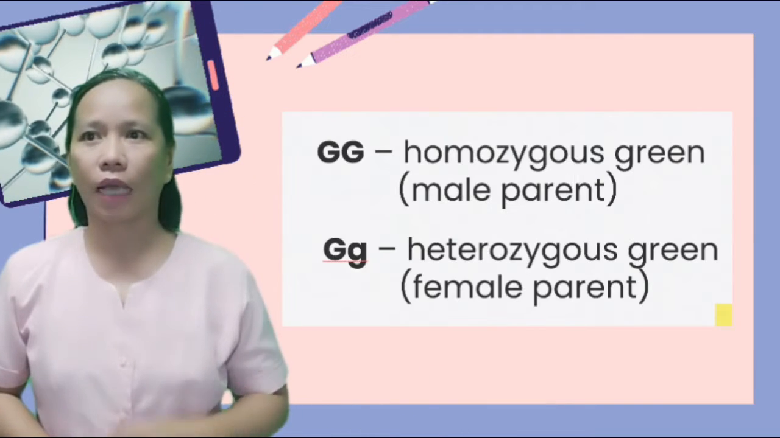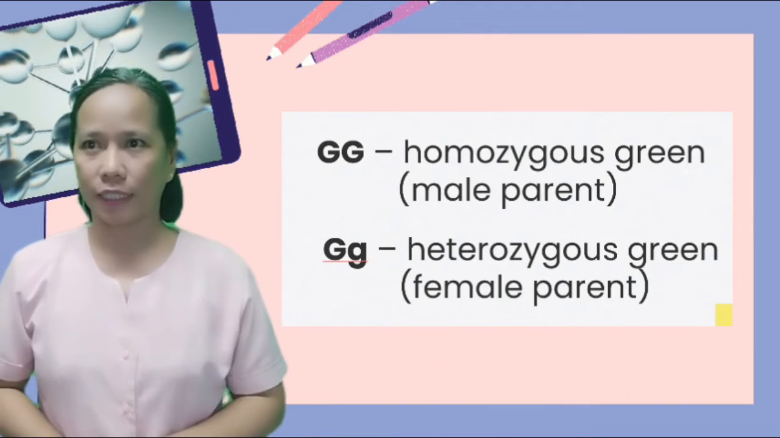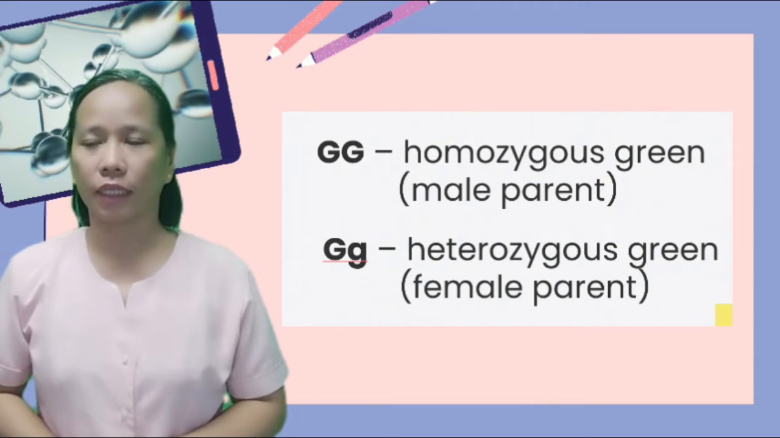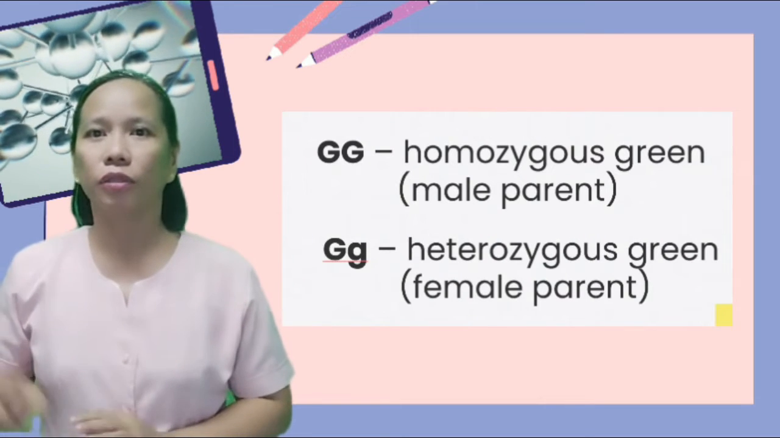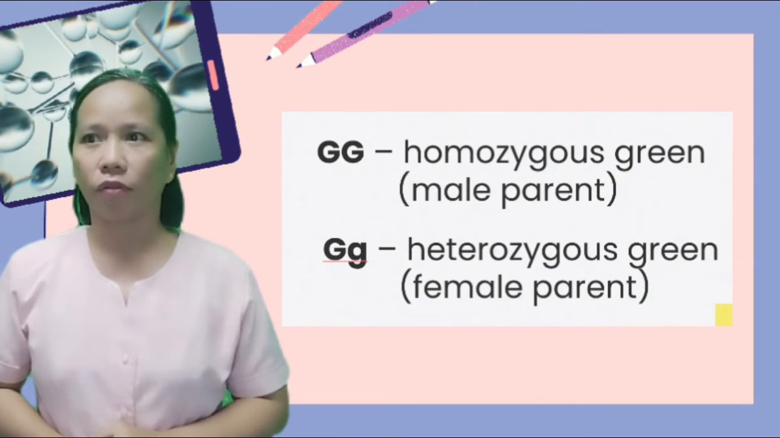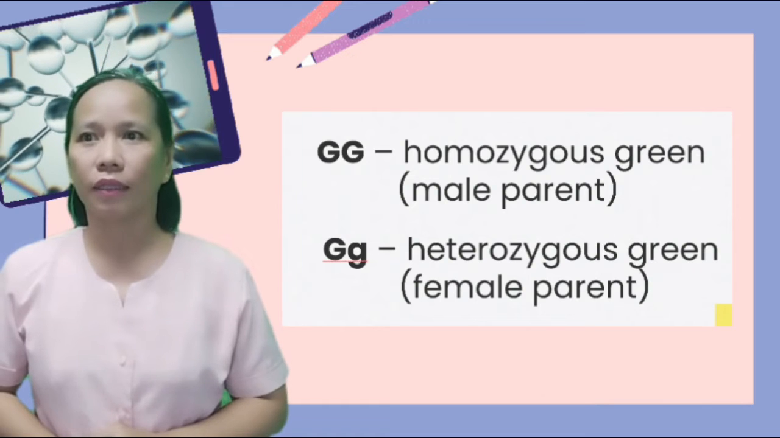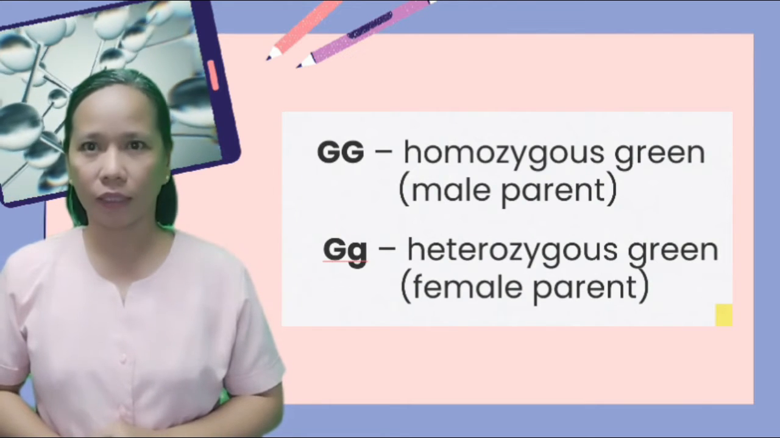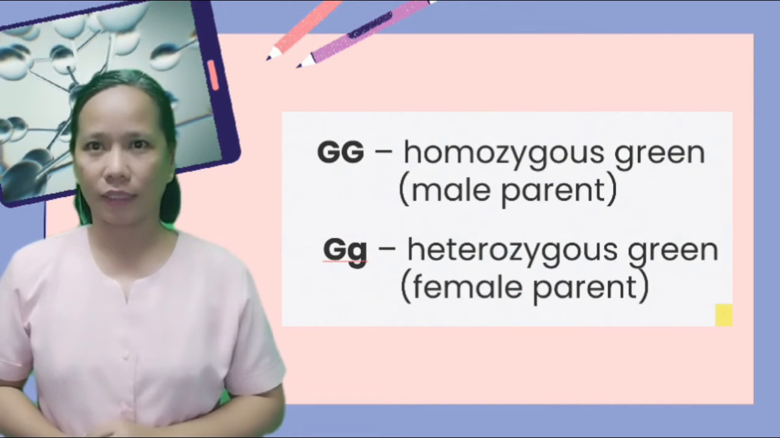First, let us determine the possible genes of the parents. Let us use capital G for the genes. For homozygous green, the genes are 2 capital G. For the heterozygous green, the genes are 1 capital G and small g.